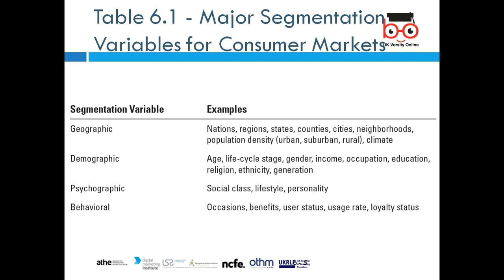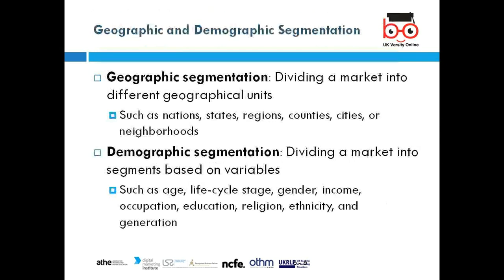Behavior segmentation: as I said earlier, occasions like Christmas. Benefit and user status, maybe based on upper class. Think about coffee: in a few places, if they don't sell expensive coffee, it can be £1, but elsewhere coffee can be maybe 15-20 pounds. It depends upon usage rate and loyalty status, how loyal the customer is to the company. So all these are bases of segmentation.